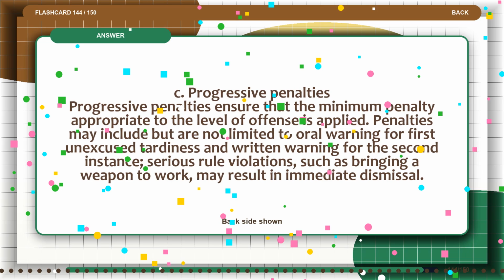The answer is C. Progressive penalties. Progressive penalties ensure that the minimum penalty appropriate to the level of offense is applied. Penalties may include, but are not limited to, oral warning for first unexcused tardiness and written warning for the second instance. Serious rule violations, such as bringing a weapon to work, may result in immediate dismissal.